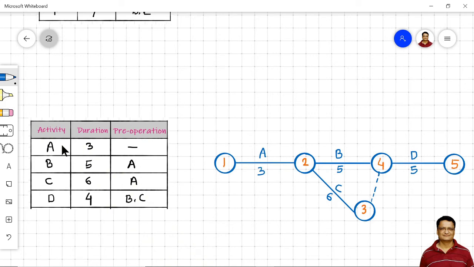Now let us verify. Activity A does not have any precedence. B is dependent on A. C will start where A is completed, and B and C are coming together. So activities B and C are coming together through a dummy activity, right? And from this event, activity D will emerge.